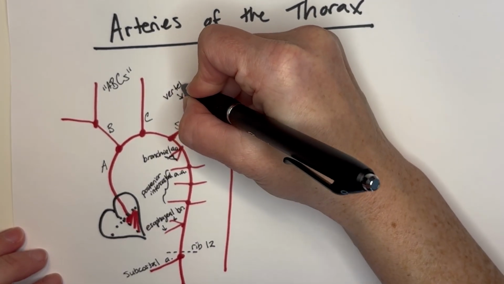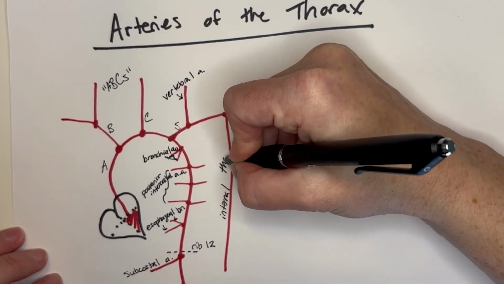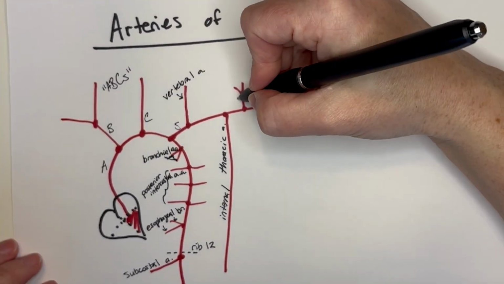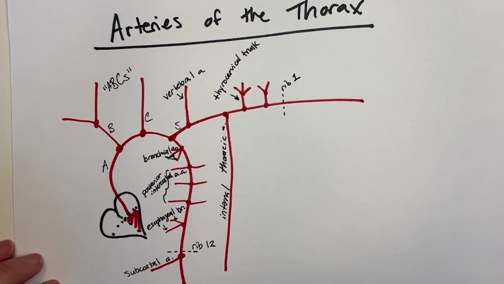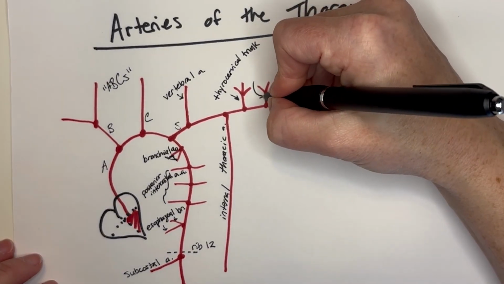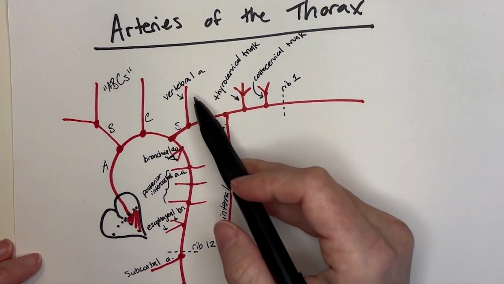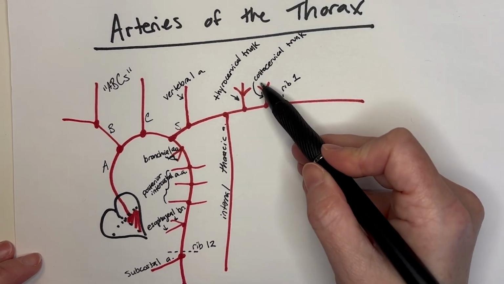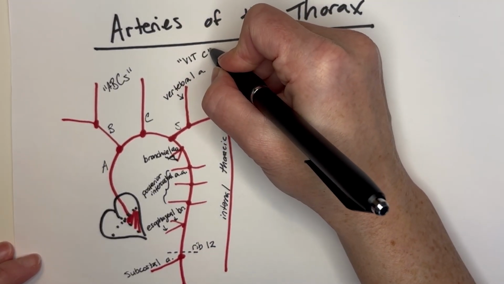The first branch of subclavian is the vertebral artery. That second branch is called the internal thoracic artery. And the third branch is the thyrocervical trunk. And our last branch is called the costocervical trunk. You can remember these 4 arteries by remembering to take your vitamin C, VITC.